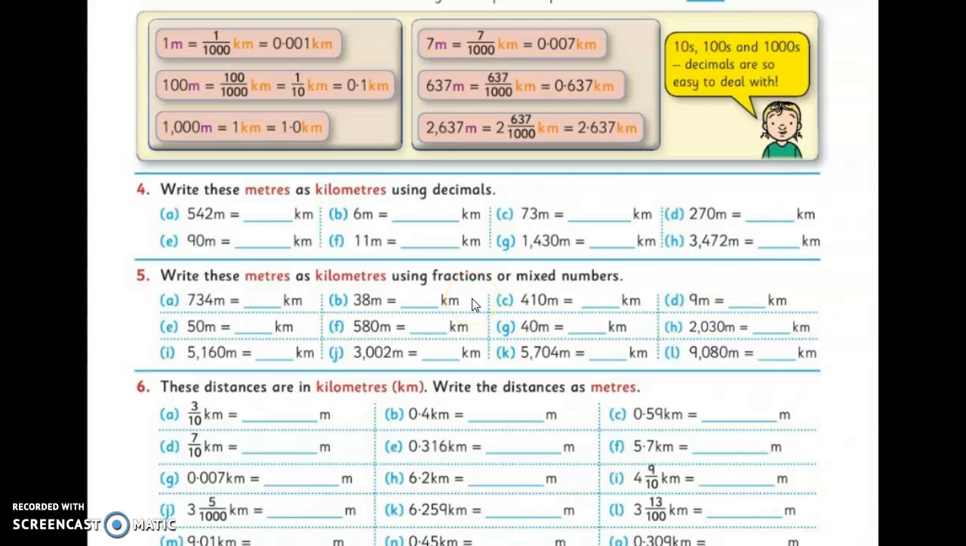Okay, so we're going to look at Busy at Maths, page 86. I'm going to look at questions 4, 5, and 6 briefly here. So I'm going to look at question 4. It says 542 meters is how many kilometers? Now, to get a kilometer, you need 1,000 meters. So have we got a kilometer there? No, we don't. So we have 542 meters.